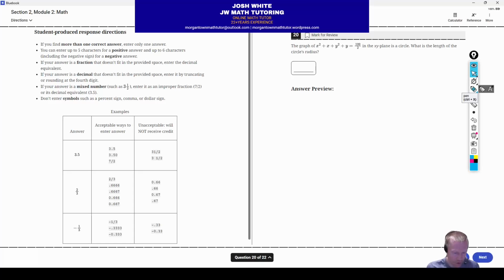Next up, we've got a circle question. This is also another one you can do in Desmos, but I will also show you how to do it by hand. So first, I will show just how to do it by hand, and that would be completing the square. So you go ahead and put the circle into standard form.